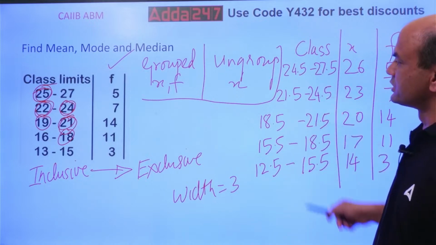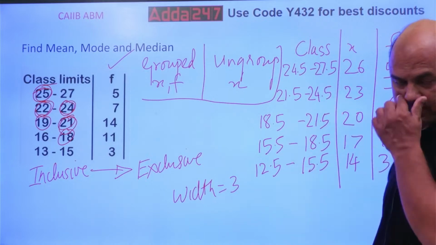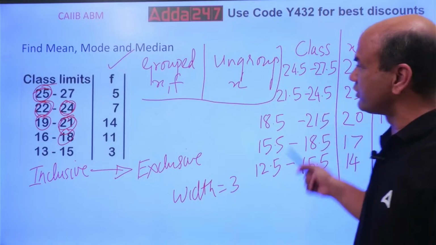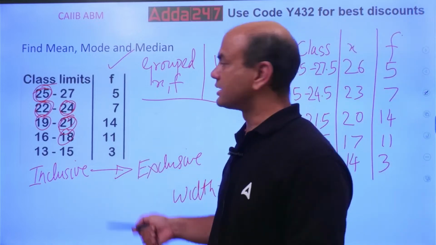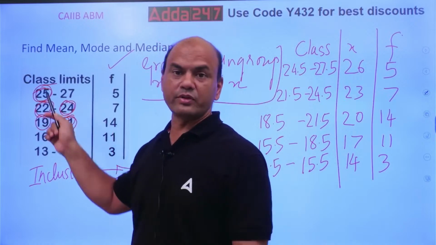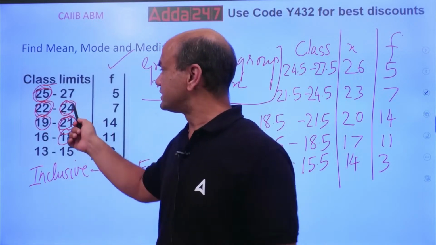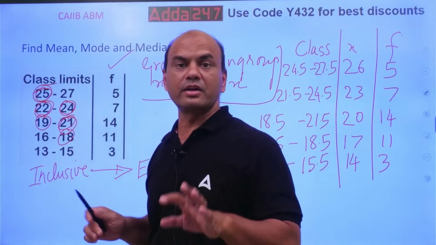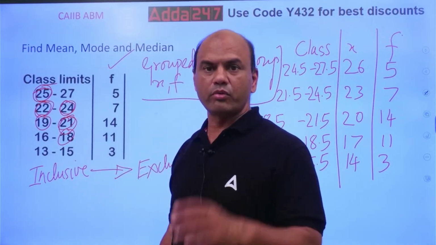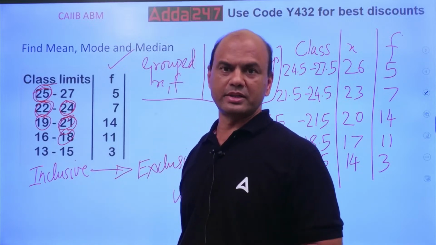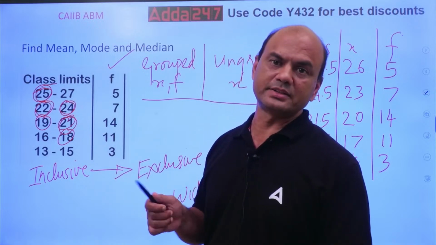So convert it to exclusive. 0.5 here, 0.5 there. Okay. Now it's not always 0.5. See here, the difference is 1. That's why we have taken 0.5, 0.5. If this difference would have been 2, then you would have taken 1, 1. Whatever is the difference divided by 2, that much you have to take this side and that side.